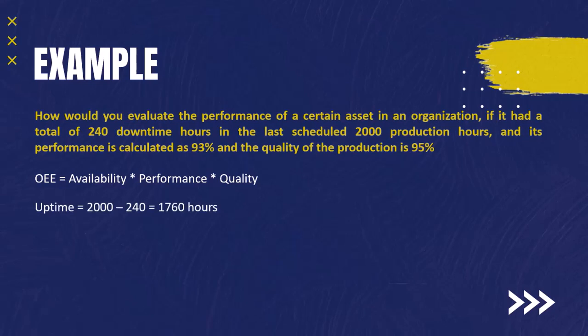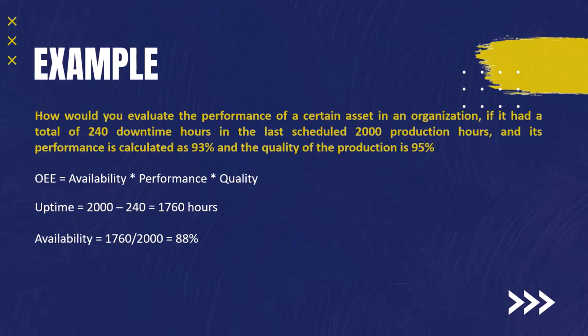And we know that availability is the uptime over the uptime plus downtime, which is the scheduled time. So if the downtime has been 240 out of 2000 scheduled hours, this means that the uptime hours is 2000 minus 240, which is 1760 hours. This means that the availability equals 1760 over 2000, which will be 88%.